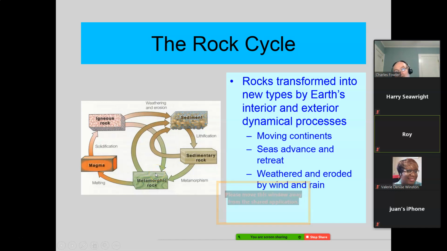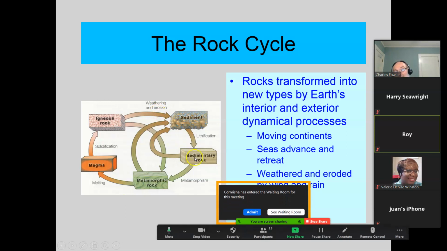Okay? So, let's go back to the sedimentary rock. It picked up from sediments. Now those sediments may have been igneous sediments that broke apart. It could have been metamorphic rocks that broke apart by weathering or erosion. It could have been other sedimentary.